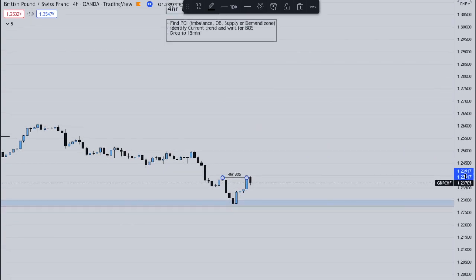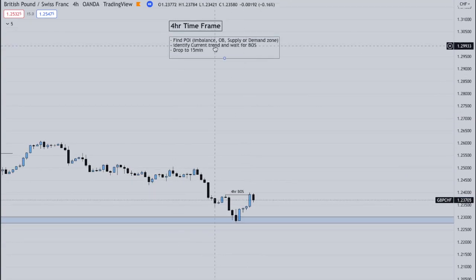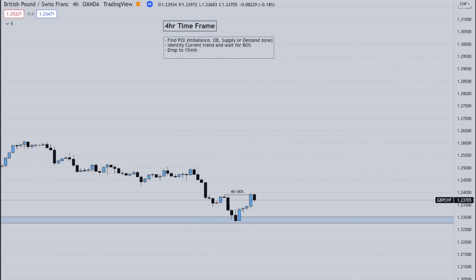Now, what does the strategy say? Identify the current trend, wait for a break of structure, then drop to the 15-minute. Okay, let's drop to the 15-minute time frame, you guys.